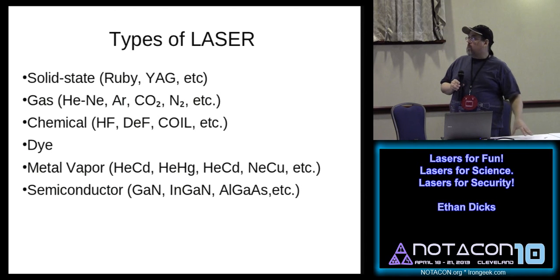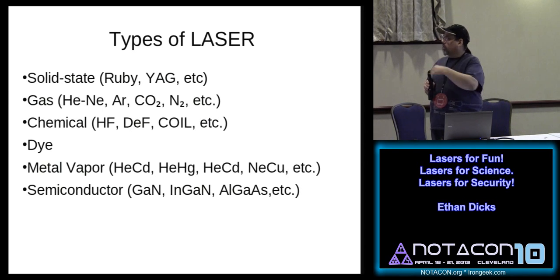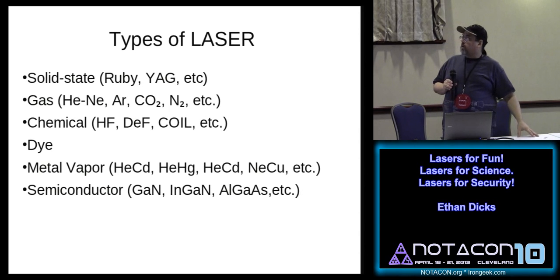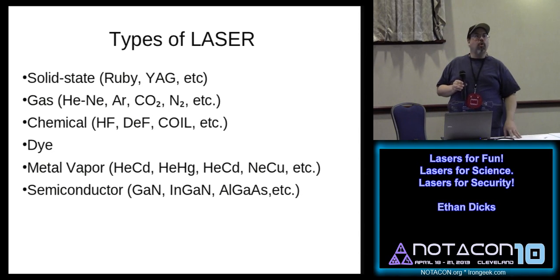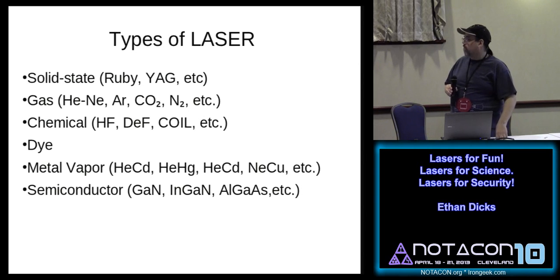Those tend to be helium and some metal compound: helium-cadmium, helium-mercury. I got helium-cadmium twice there, must like it. Neon copper is another one. The interesting thing to notice is that, much like the gas lasers, it's helpful, although not required, to have a noble gas. Those are the ones on the far right side of the periodic table that have a full electron shell, and the nature of those lends itself to the effect.